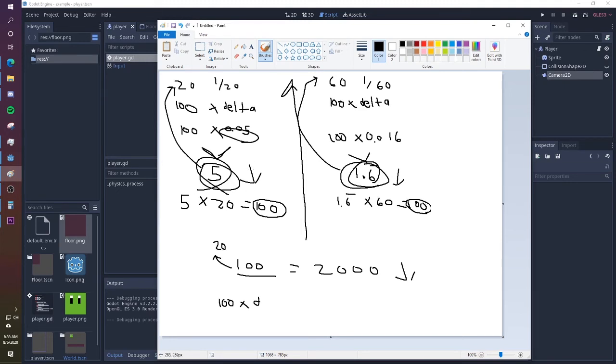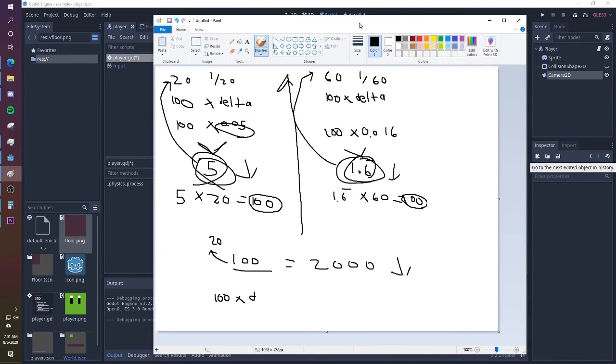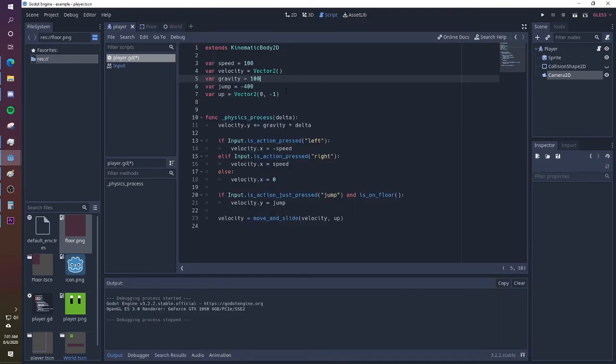So normally what you would do to keep consistent gravity when you do start multiplying by delta is, if you were making your game when the physics engine was running 60, you would take your original gravity, which would be 100, and then you want to multiply it by 60. So you'd get 6,000. So that's what we're going to be putting as our new gravity value in Godot. So if we go here, now type 6,000.